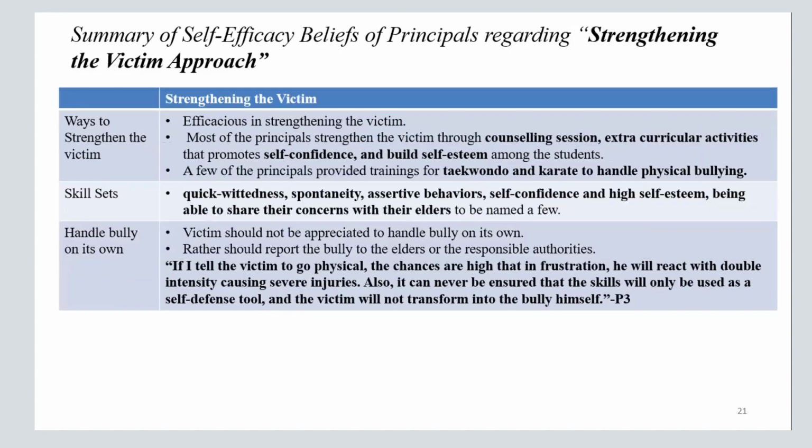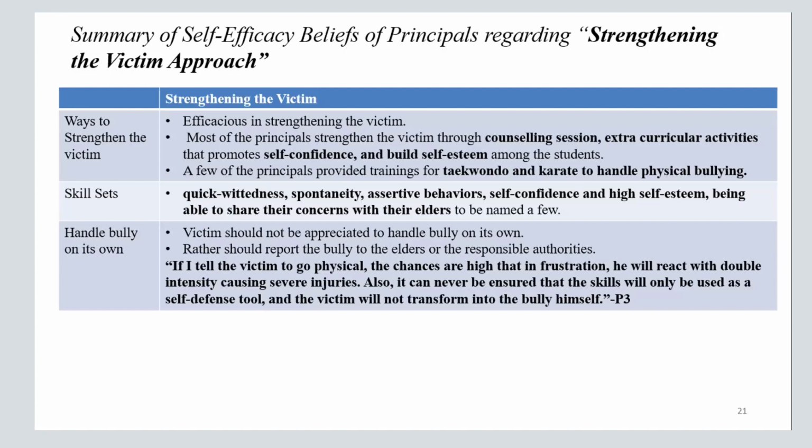The second approach was the strengthening the victim approach. Most of the participants felt efficacious in strengthening the victim, and it was the most widely used technique among the principals while managing bullying cases in their schools. So the participants were providing strength to the victim through counseling sessions, by engaging them in certain extracurricular activities, and by promoting self-confidence and building self-esteem among the students.